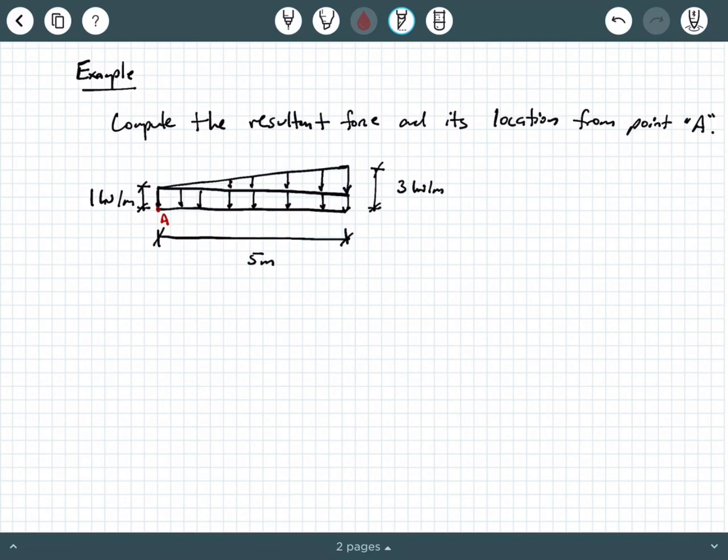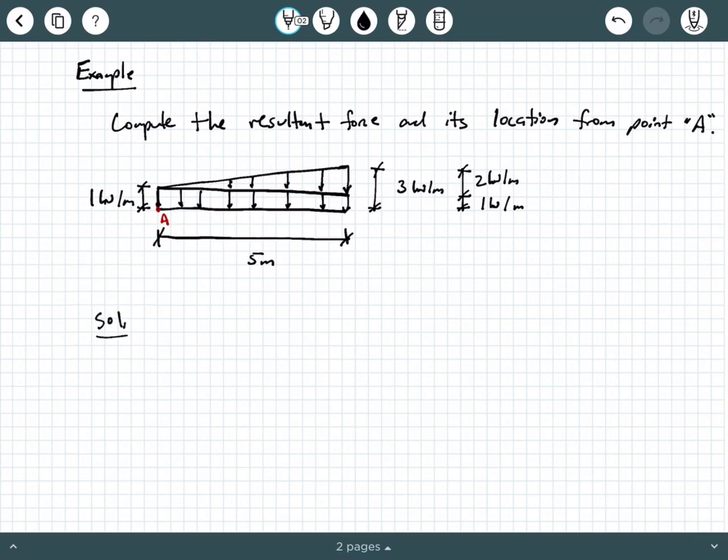The first thing I do want to point out is the height of the rectangular portion, the uniform load, is 1 kilonewton per meter. That's the intensity of it. And then the intensity, or the height of the triangular portion alone, is actually 2 kilonewtons per meter. Notice that this dimension line, the 3 kilonewtons per meter, is including the rectangular portion. So we need to make sure we recognize that the triangular portion alone is 2 kilonewtons per meter, while the rectangular portion is 1 kilonewton per meter.